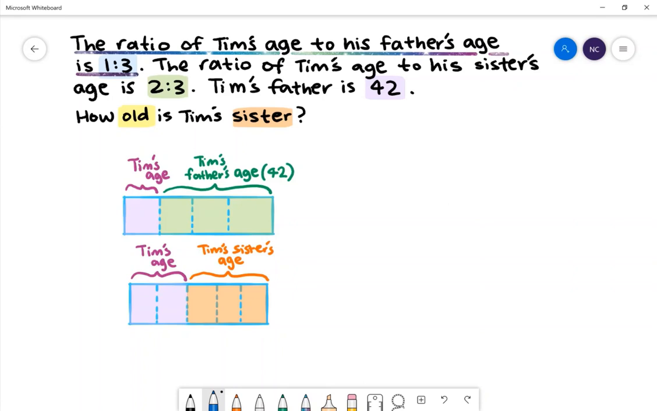In the first diagram, Tim's age represents one part of the ratio. Tim's father's age represents 3 parts of the ratio. To find one part of the ratio, we will do 42 divided by 3. One part of the ratio will be 14 years. Let's put that into our diagram. We have now found Tim's age. Tim is 14 years old.